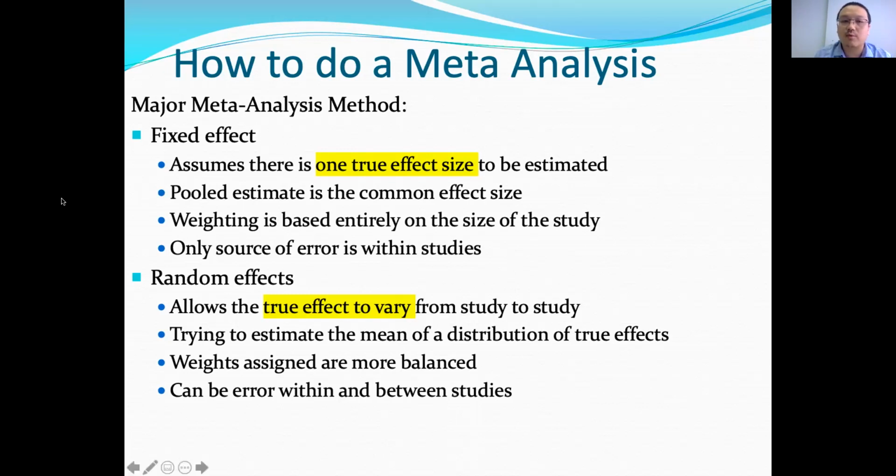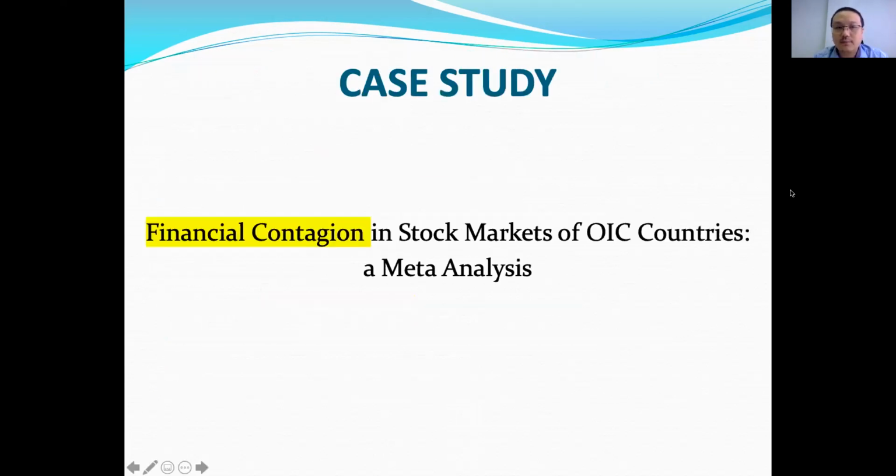Most of the studies will look into the random effect size because studies tend to differ from each other. The results tend to differ from each other. The reason why they differ is because of between-study differences. All right, so random effect size is quite popular for doing meta-analysis. Okay, that is the background about meta-analysis.